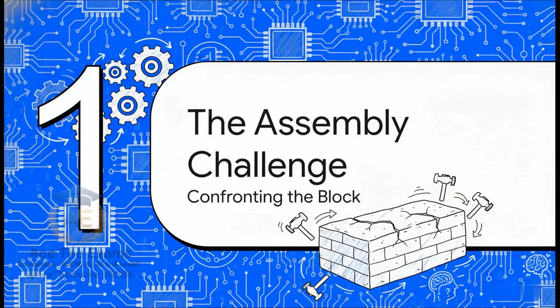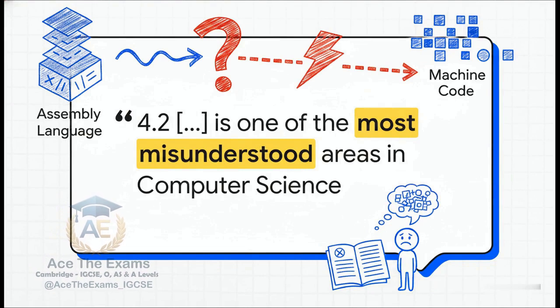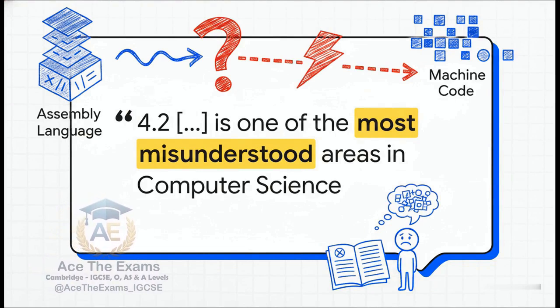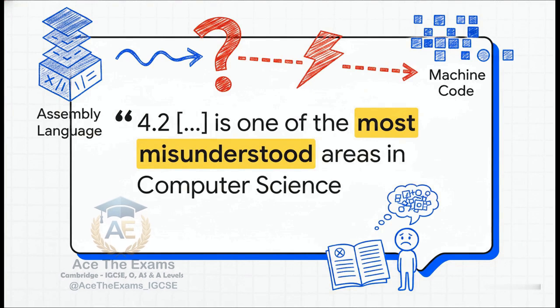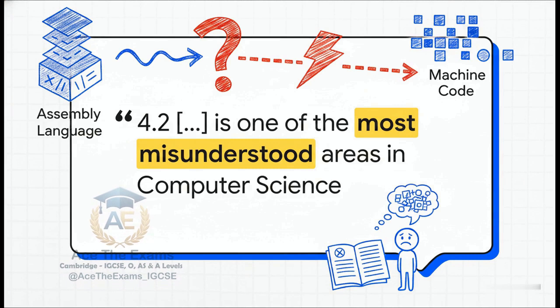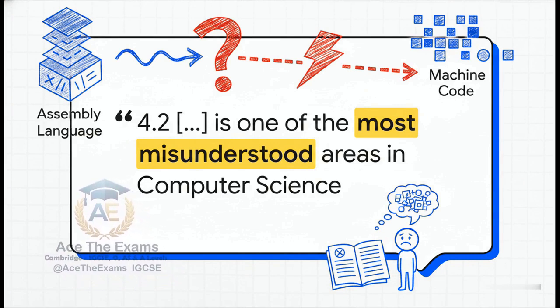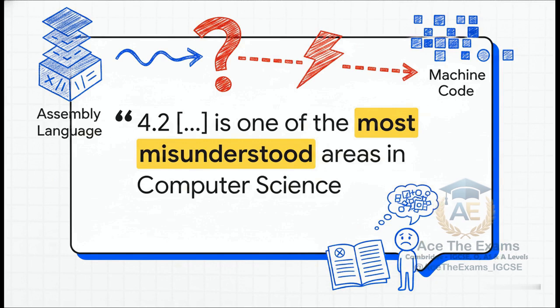Confronting the stumbling block. Okay, so straight from the Cambridge Principal Examiner reports comes this pretty hard truth. They state that this specific relationship between assembly language and machine code is literally one of the most consistently misunderstood areas across the entire subject. It happens all the time. Students walk into that exam hall, they see a 4.2 question, and they immediately drop perfectly attainable marks.